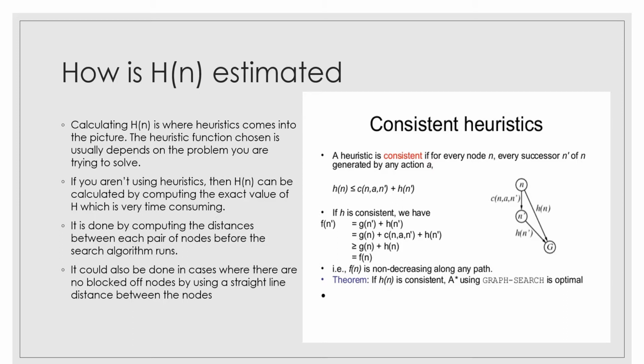It's done by computing distances between each pair of nodes before the search algorithm runs, and it can be done in cases where there are no blocked off nodes by just using straight line distances. So that's another important reason why A-star is very popular: it does take into account obstacles when searching for the optimal path.